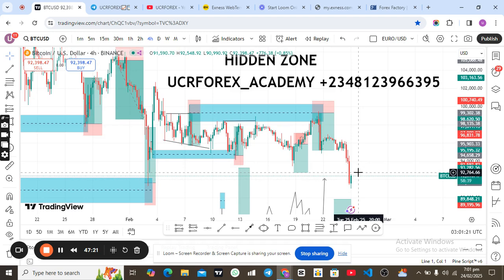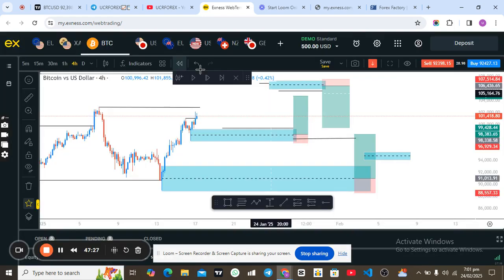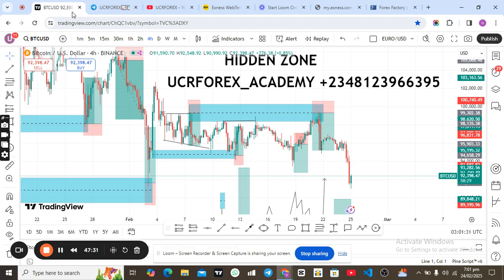I know that since we switched back to TradingView, it was very difficult for you guys to understand what it means, but this is the least I can do to help you understand how hidden time frames and hidden zones work.